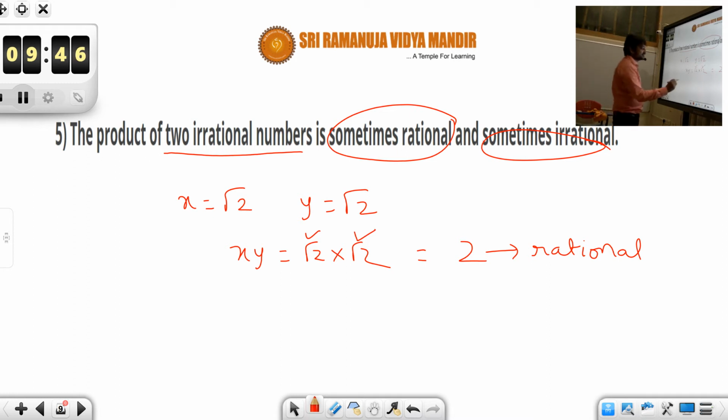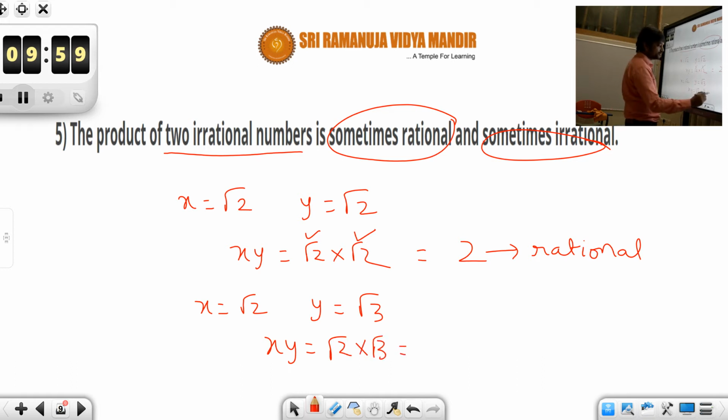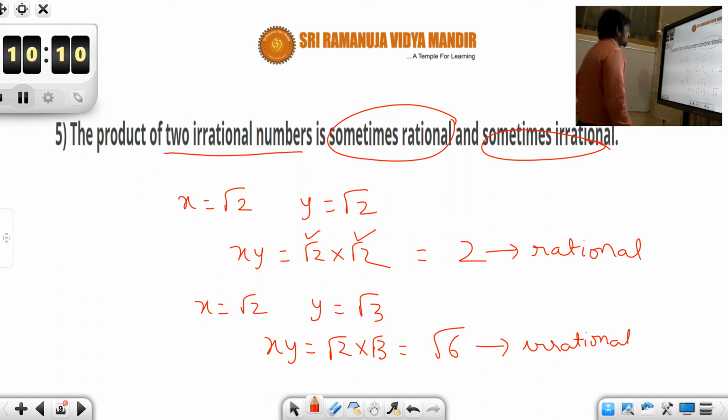Whereas, let's look at another example. Say x is root 2 and y is root 3. What is xy? Root 2 into root 3. This is equal to root 6. But root 6 is an irrational number. So again, depending on the choice of our numbers, the result varies. So the product of two irrational numbers could be rational as well as irrational. It depends on the numbers we are choosing. Okay students, hope this is clear. So this is all your homework assignments.